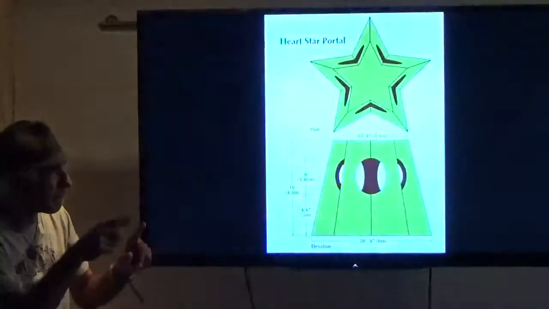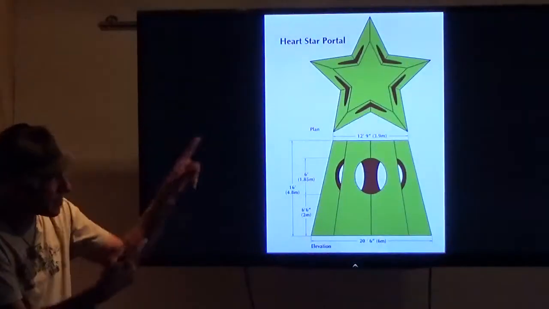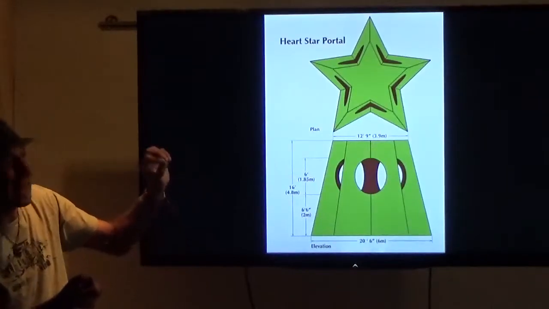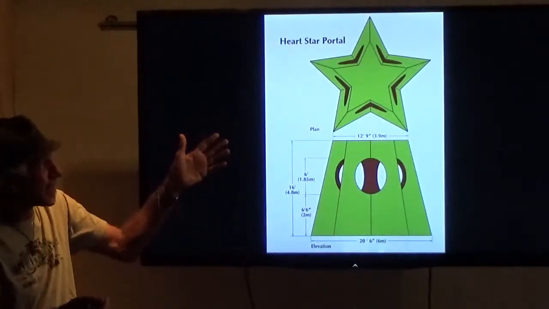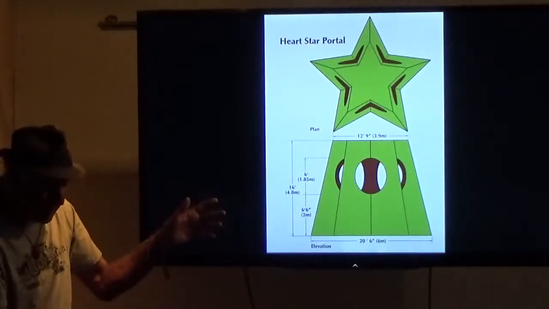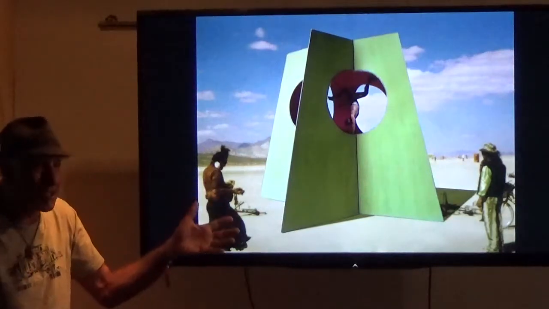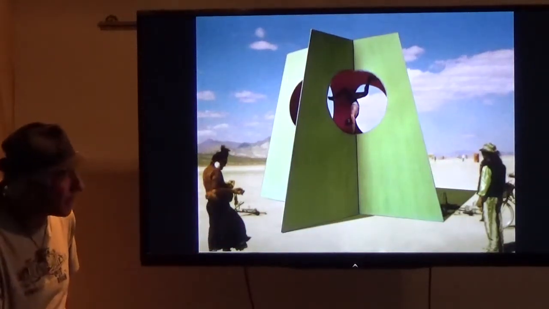But instead of it being a perfect pentagram, I kept that 7-pointed star shape. So it's still the 51.4 degree of the original diamond portal, but it has now 5 points instead of the 2 of the original diamond portal, calling it the Heart Star portal. And this was proposed, and it hasn't yet been built, but this is a Photoshop simulation of what a 16-foot tall version of it would look like if it could be built and brought to Burning Man.